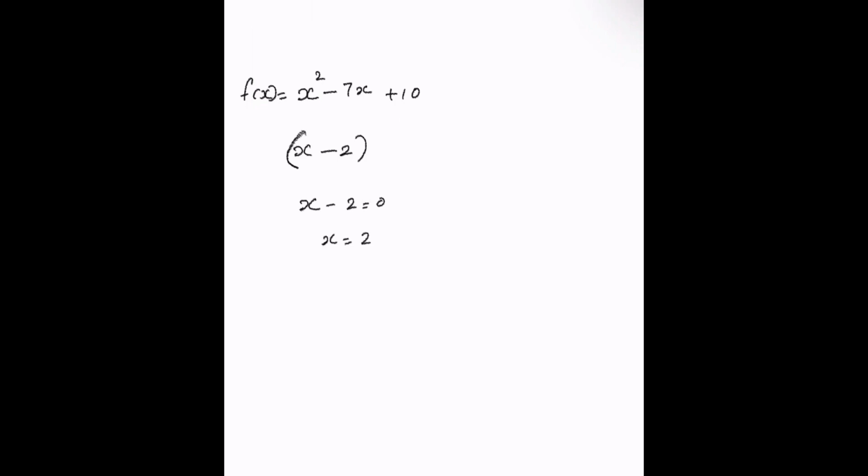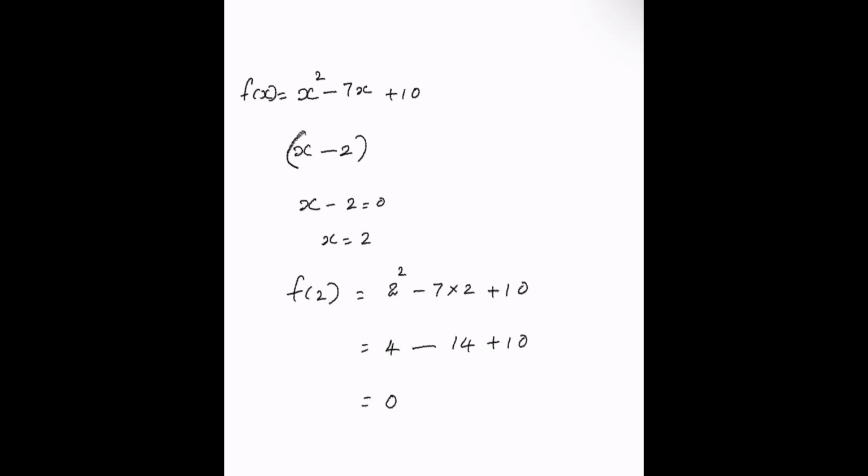And then you substitute 2 for x. F of 2, right? Wherever there is x, I'm just replacing it with 2. Am I getting 0 or not? That is what I need to check. When I say x minus 2 is a factor, the remainder should be 0. Let's see that. 4 minus 14 plus 10. So I'm getting 0 here. So if I'm getting 0, then x minus 2 is a factor of this given polynomial.